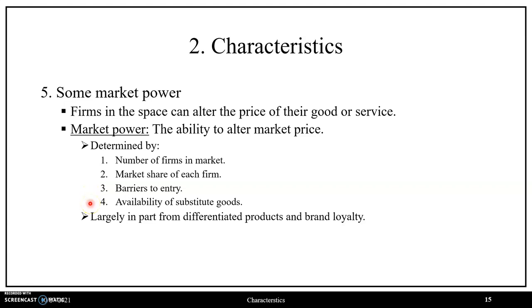All that's left is the availability of substitute goods. We've seen in our product differentiation characteristic that these goods are substitutable to a degree, but it's through this product differentiation and brand loyalty that we get that inelastic price as well as cross-price elasticity of demand response, creating that market power. So market power, as mentioned, is largely going to be due to the availability of substitute goods, through product differentiation helping to establish brand loyalty.